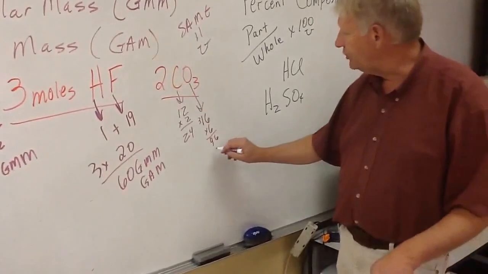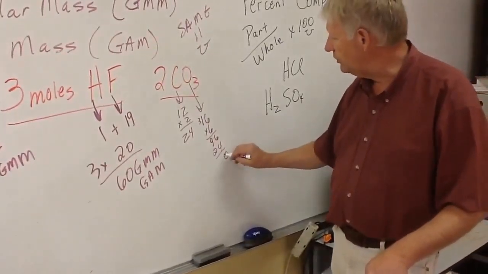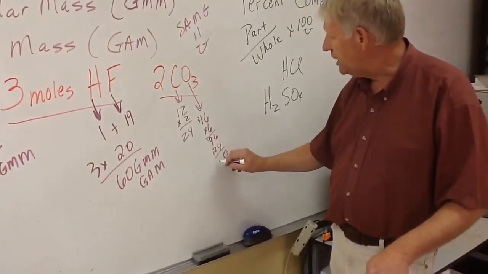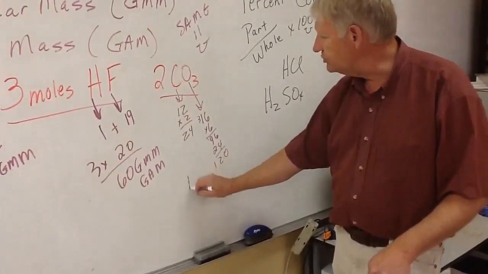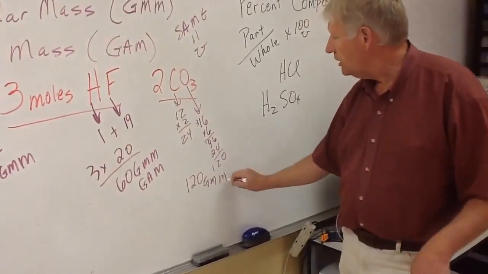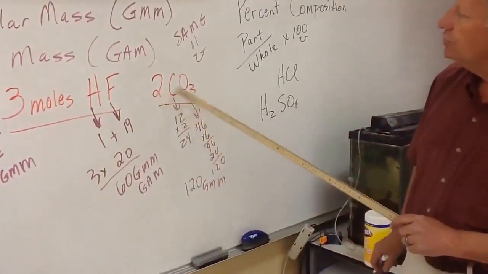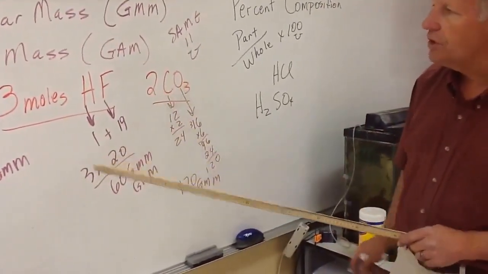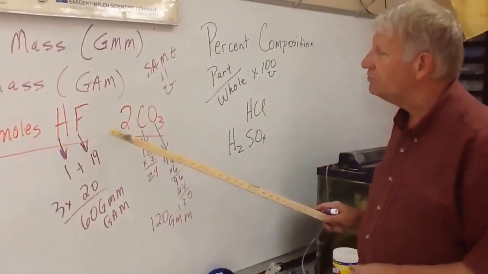So we're going to add those together, okay? So here we go. 24 plus 96, so 120, all right, is the gram molecular mass for 2CO3.